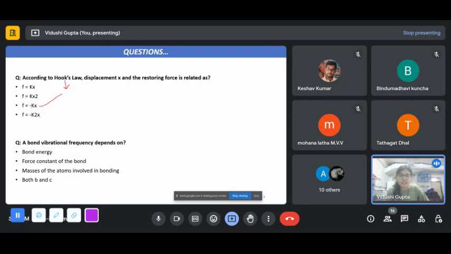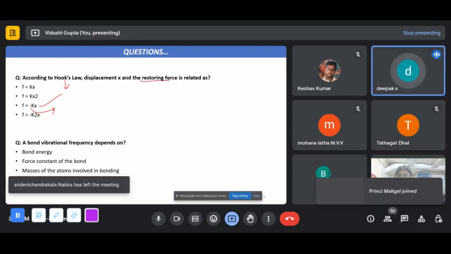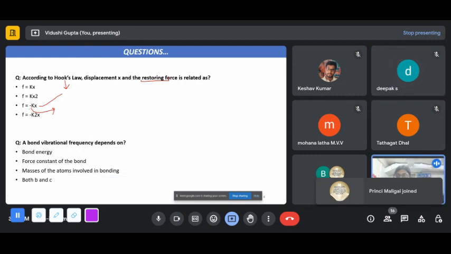Why is it minus? Because it is a restoring force. Restoring force is in the opposite direction. That's why it is F equals minus kx. Now moving to the next question.